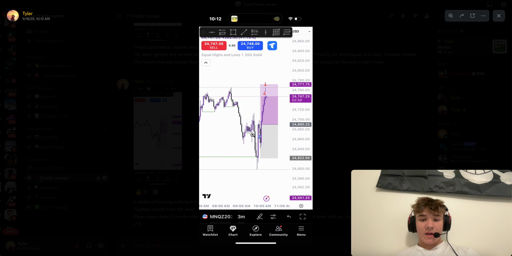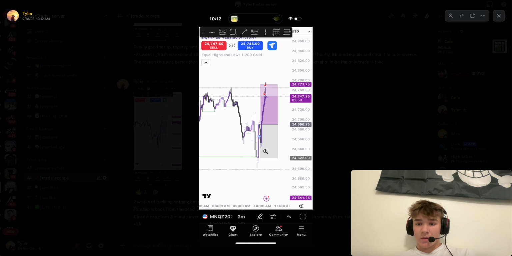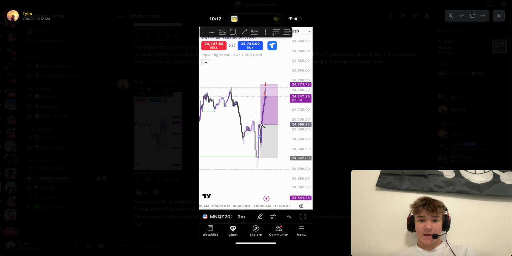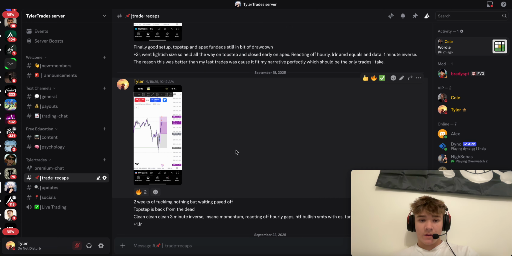Yeah, here, clean 3-minute inverse, reacting off hourly gap to the left, targeting all-time highs and a data high. Yeah, just textbook. Textbook setup, move break even at this high, didn't retrace the break even, you win.